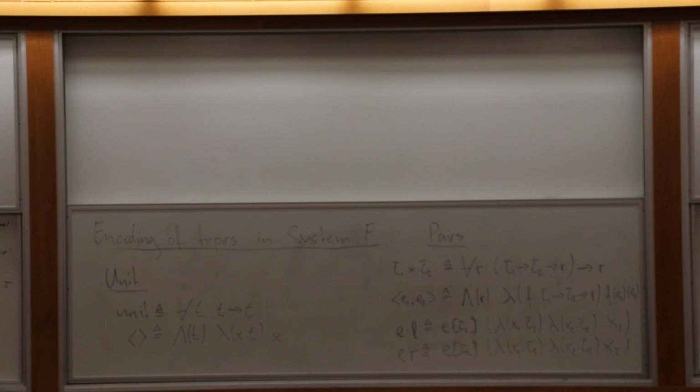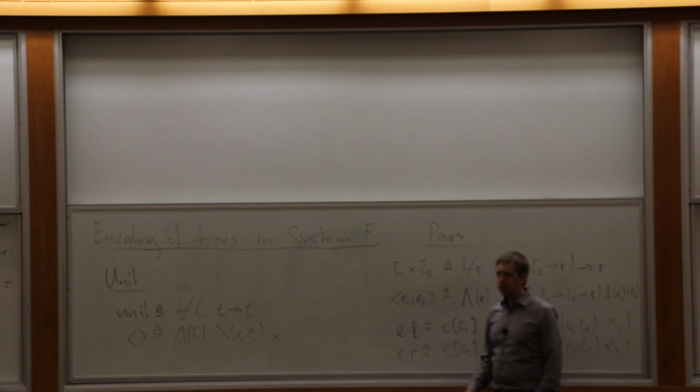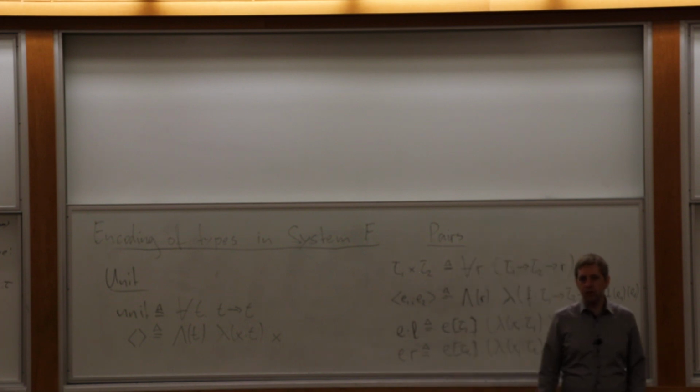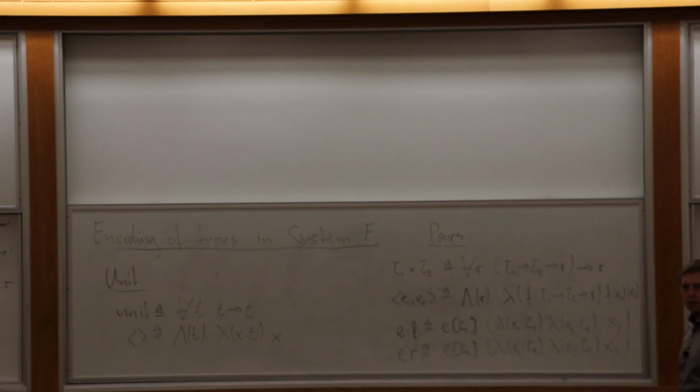Say, well, the elimination form here, the projections, this is basically all you can do with a pair. The only thing you can do with it is give it one of these two functions to get out the first or second element. So in essence, that's all there is to do with a pair.